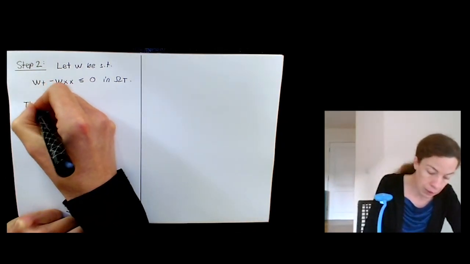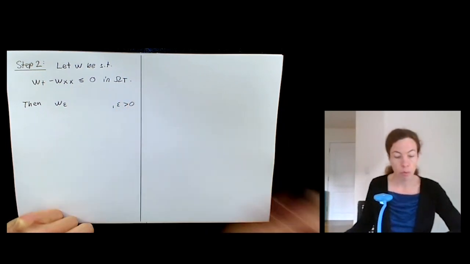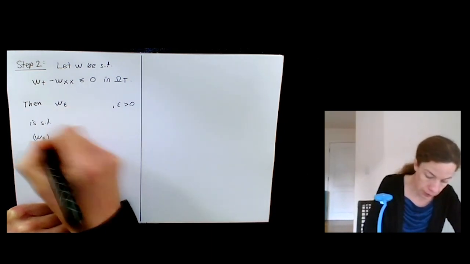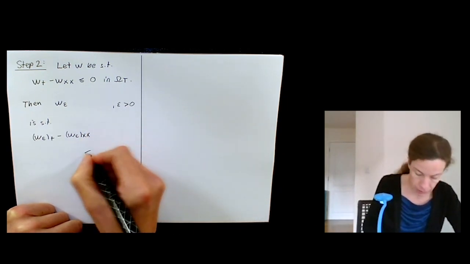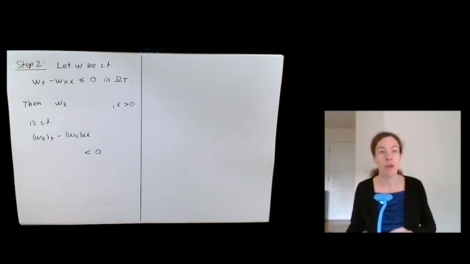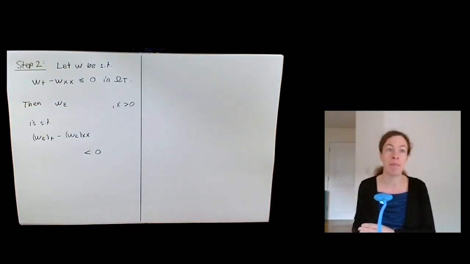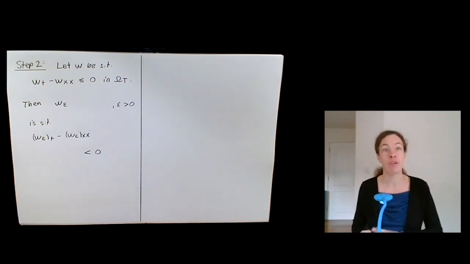Then let me modify my W to get a W epsilon for epsilon greater than 0, which satisfies that W epsilon t minus W epsilon xx is less than 0, strictly less now. So how can I modify here? I can either add some function which depends only on the spatial variable and which has Laplacian positive. So I could, for example, add epsilon times x squared. I can just as well add a function which depends on time and has a negative time derivative.